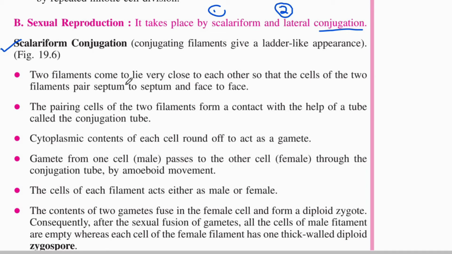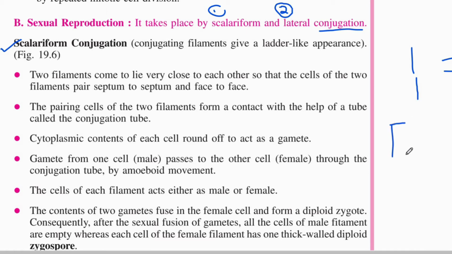Two filaments of Spirogyra come to lie very close to each other, so that the cells of the two filaments pair septum to septum and face to face. There are two transverse septums, so septum to septum they will be close to each other, or face to face they will come. In either way they can align to each other. The pairing cells of the two filaments form a contact. Now they have to form a contact with each other, and that connection between them, I will draw here.